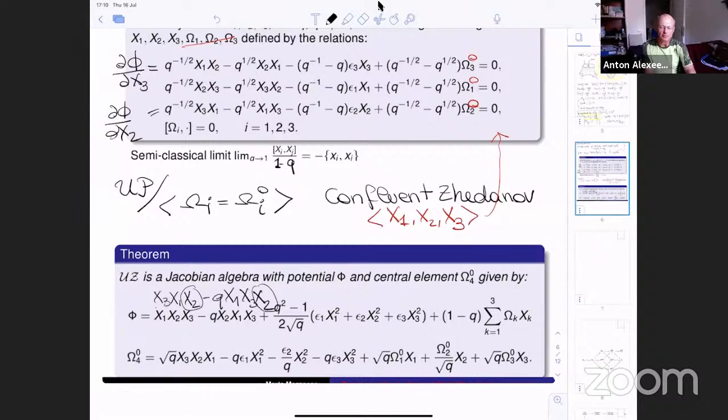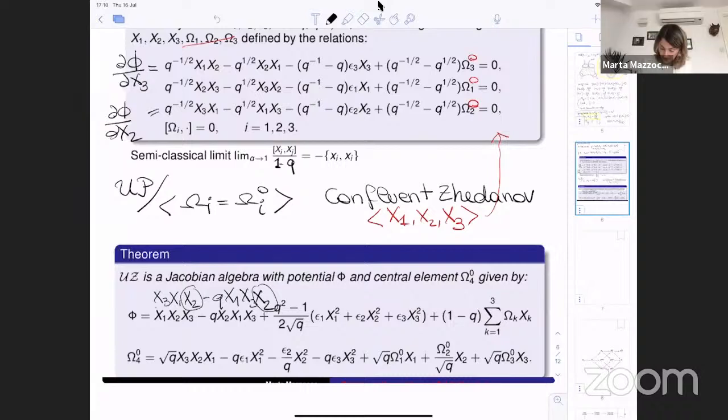In particular, Marta, this probably means that there is some PBW type statement, right? Yes, it's coming, Anton. Yes, there is a PBW statement. There are a lot of statements. I don't know if I'll get there, but yes, there certainly is a PBW statement.